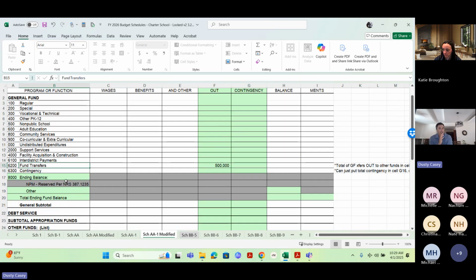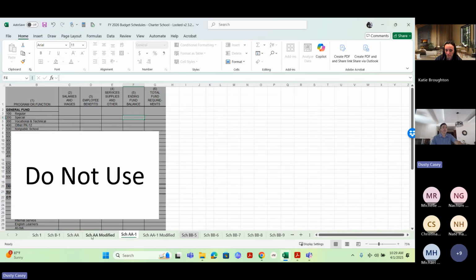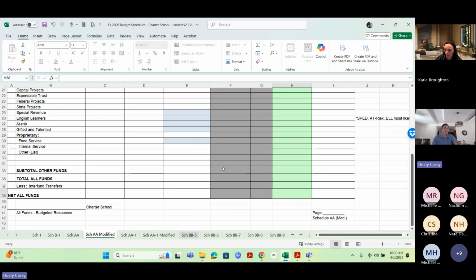Okay, any questions on those modified tabs? I'll do my best to answer them. There was a question if you have to complete both Schedule AA and Schedule AA modified or just one. No, and in the newest version, we blocked off AA, Department of Taxation. So AA and AA1 are just the old versions, and Department of Taxation updated them with these modified ones.